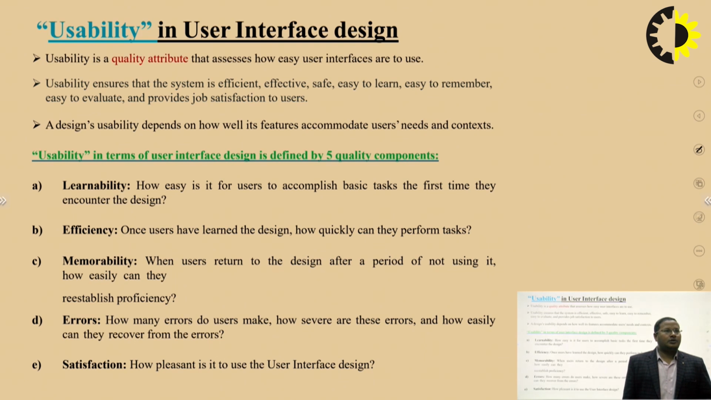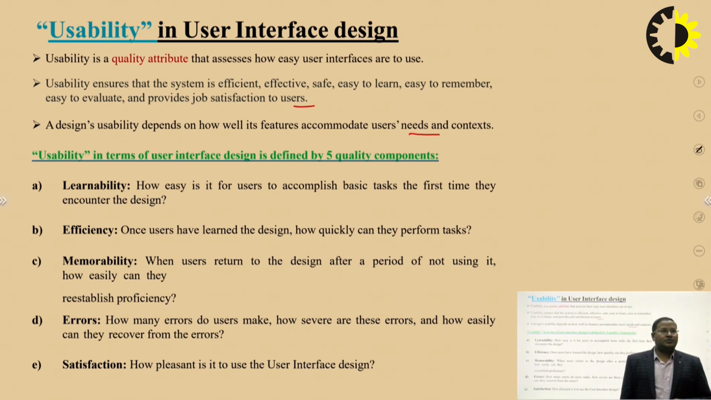So I already told you usability is a quality attribute that assesses how easy user interfaces are to use. Usability ensures that the system is efficient, effective, safe, easy to learn, easy to remember, easy to evaluate, and provides job satisfaction to the users, customers, and clients. A design's usability depends on how well its features accommodate user needs and contexts.